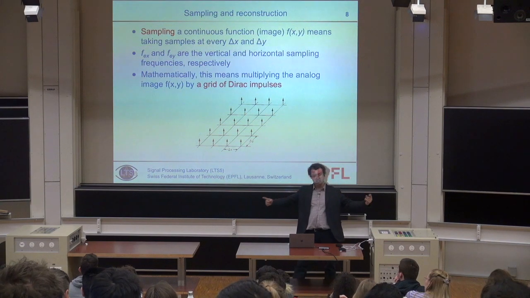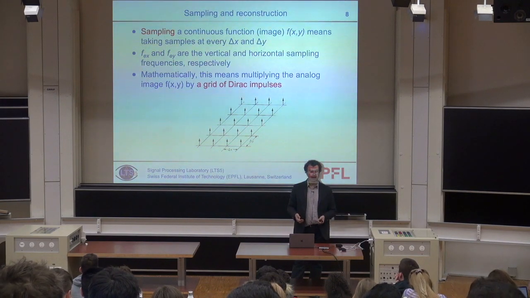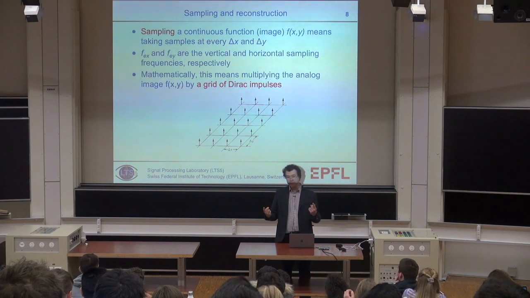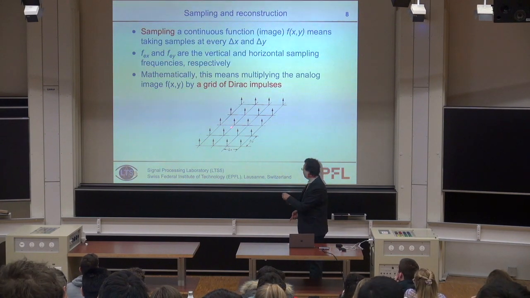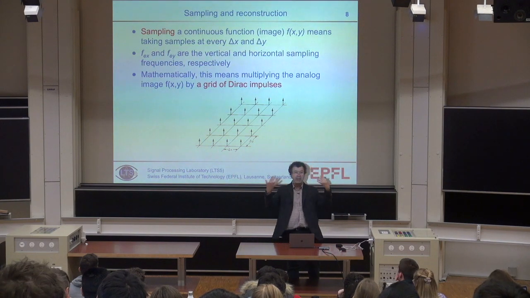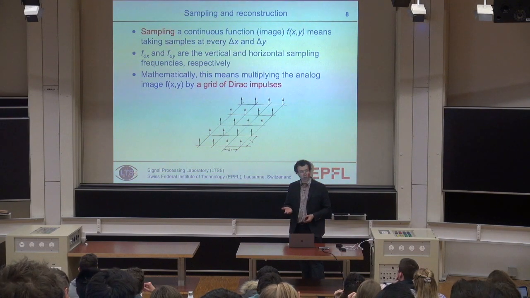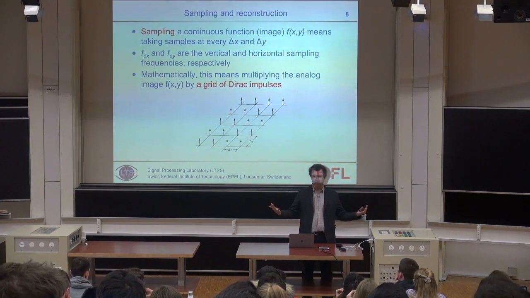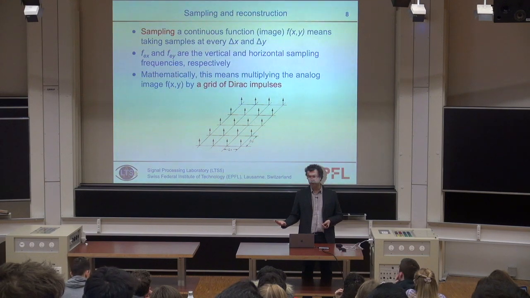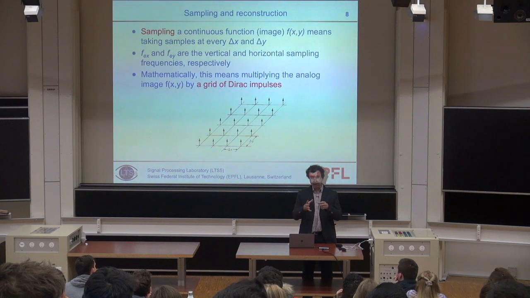So I take an analog signal. I multiply it by a grid in 2D, by a train of Dirac pulses. And by doing that, I get my sampled signal. This explains how I have to do it. Because if I take, in 2D in this case, a grid of Dirac impulses and I multiply my analog image by this grid, I can immediately learn what it does in terms of spectrum. Multiplying by a series of Dirac means what in the Fourier domain? Convolution by what?